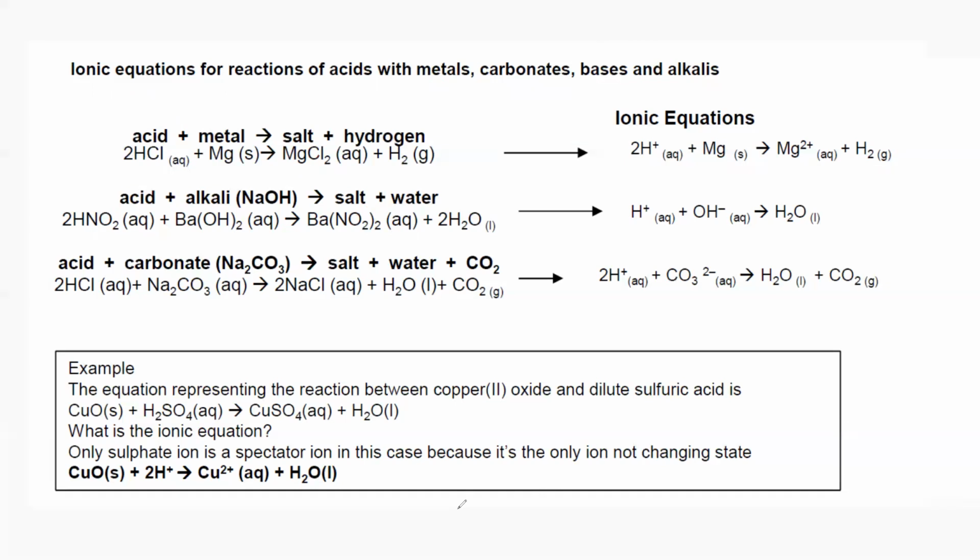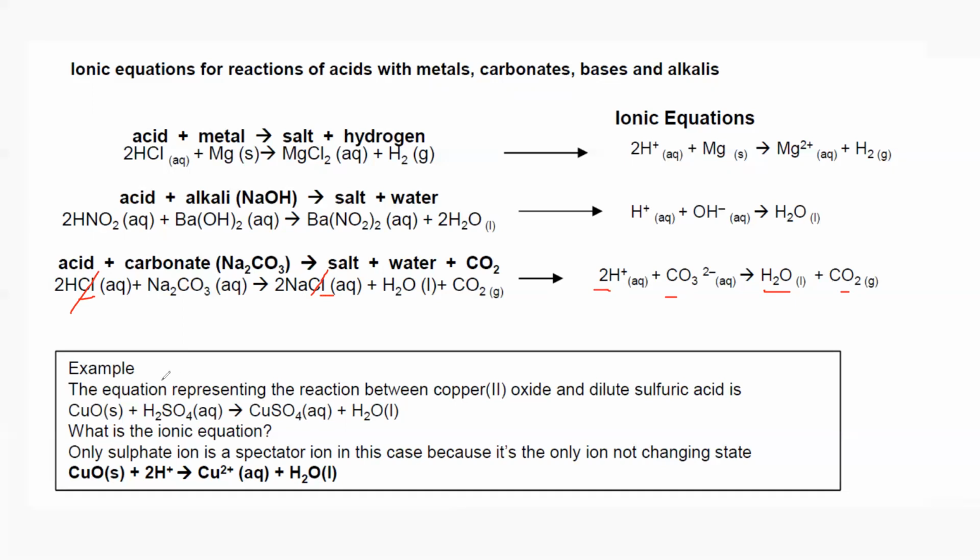Then acid reacts with carbonate, giving salt, water and carbon dioxide. Again we cancel out the common ions. So the carbonate ion is aqueous, this chloride ion is aqueous and this chloride ion is aqueous. So we cancel out the chloride ion, and what you are left with is hydrogen ion plus carbonate gives water and carbon dioxide.